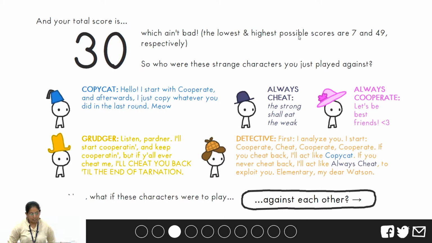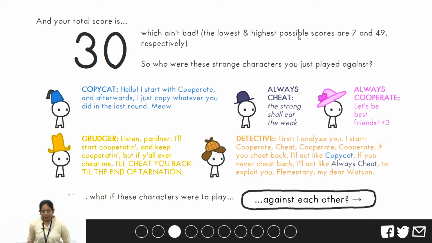With the detective, which was the last player, there's a slightly funky strategy. They analyze you for the first 4 moves by playing cooperate, cheat, cooperate, cooperate, and they observe you during this time. And if they ever observe you cheating back, so they know that you are capable of cheating, then they switch to copycat strategy. But if they see you always cooperating, then remember when you saw that this player was always cooperating, you felt like always cheating because you saw an opportunity to take advantage and you decided to take advantage. So that's what the detective is doing. So if you never cheat back, they'll act like always cheat because that seems optimal, right?